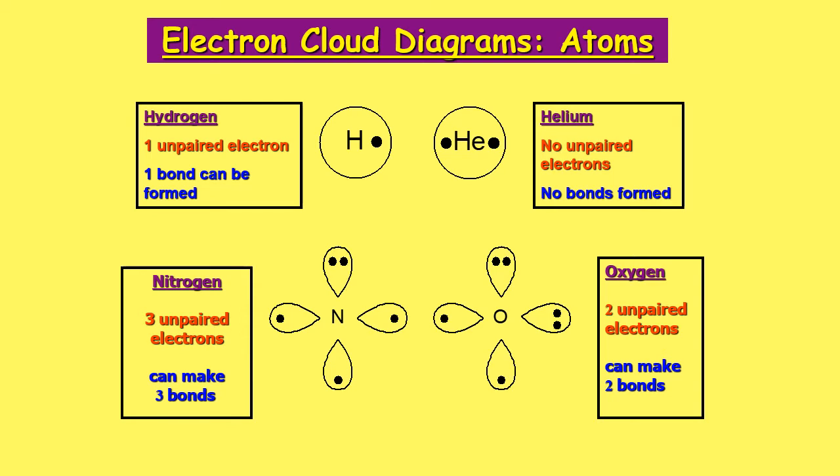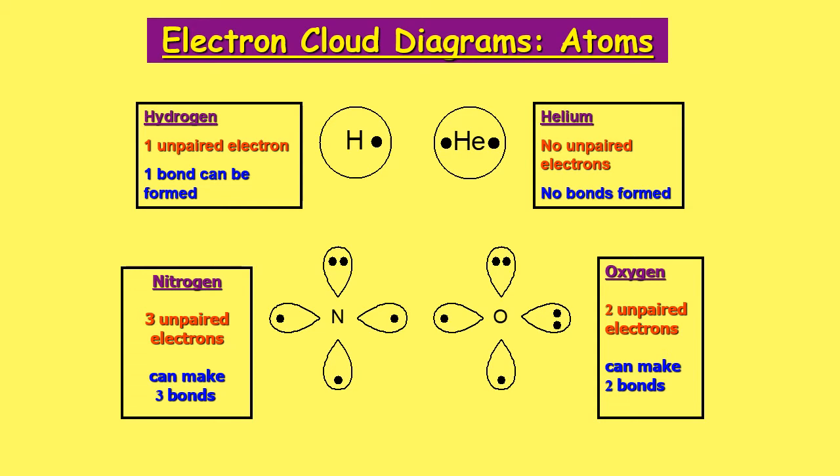Oxygen, if we do the same thing, we start at the top and work our way in a circle, putting 1 electron at a time. Well, oxygen has 6 electrons, so if we go around putting 1 electron at a time clockwise, we end up with 2 filled lobes and 2 lobes where there are unpaired electrons.